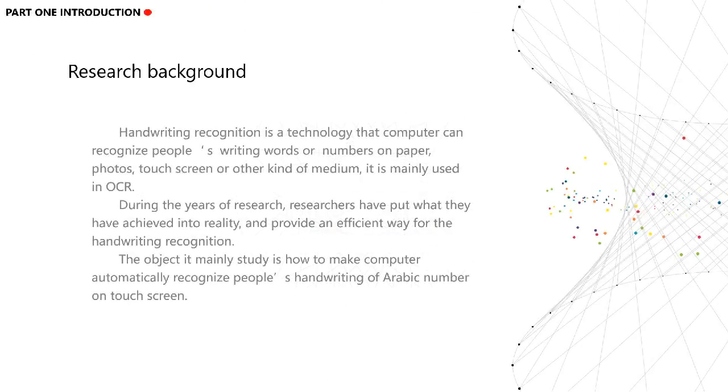So before the project, we need to know the research background. Handwriting recognition is a technology that a computer can recognize people's writing words or numbers on paper, photos, touch screen, or other kind of medium. It is mainly used in OCR. And during the years of research, researchers have put what they have achieved into reality and provide an efficient way for the handwriting recognition. The object it mainly studies is how to make computer automatically recognize people's handwriting of Arabic number on touch screen.